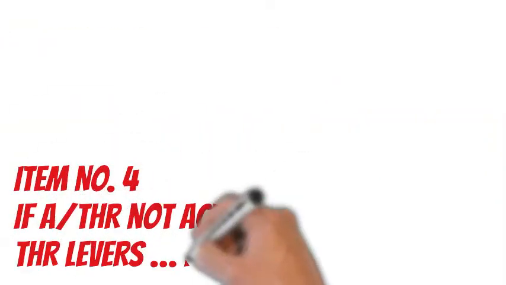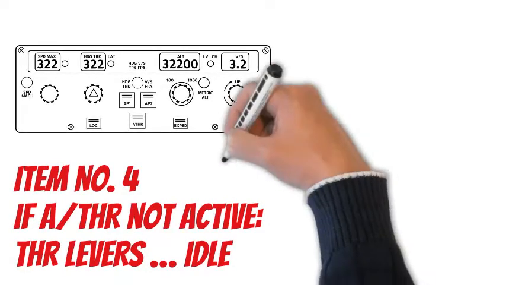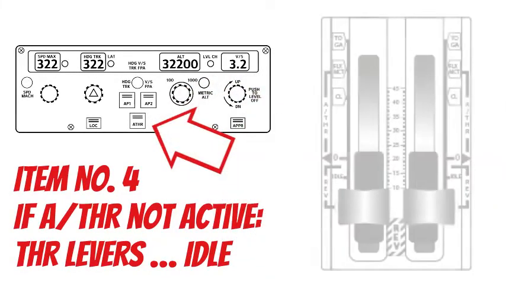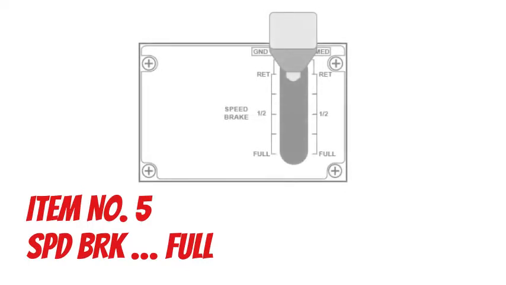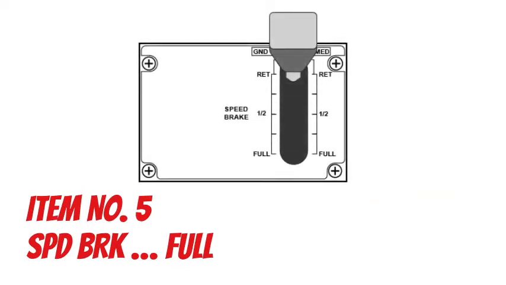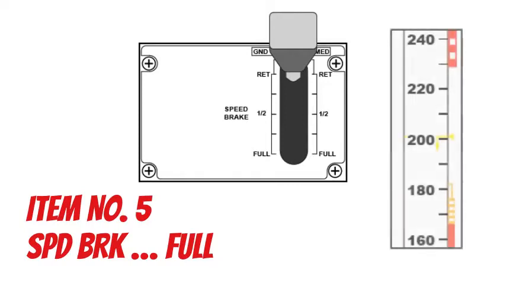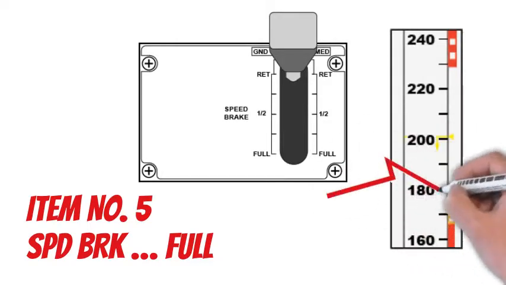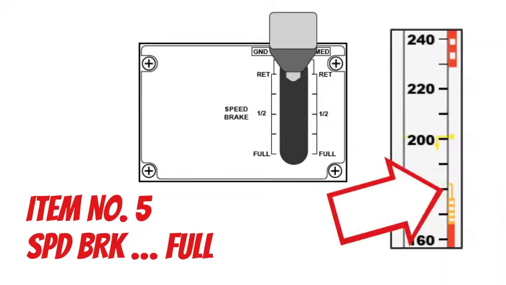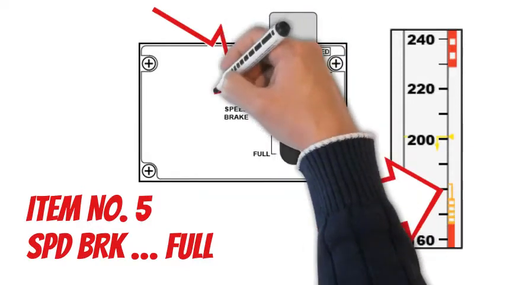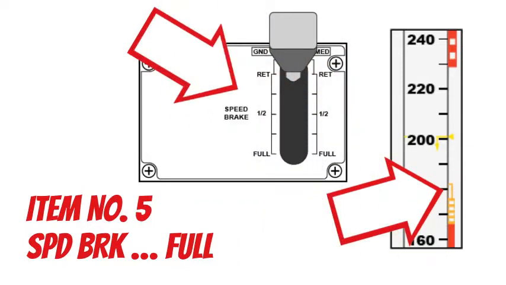Item number 4. If auto-thrust is not active, thrust levers, idle. Item number 5. Speed brakes, full. At high flight levels, the flight crew should extend the speed brakes while monitoring the VLS. This is in order to avoid the activation of the angle of attack protection, which may result in the automatic retraction of the speed brakes and in autopilot disconnection.